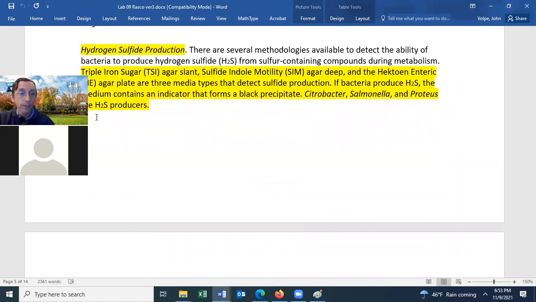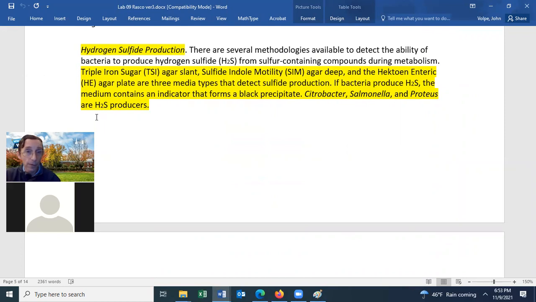All right. We can also use the hydrogen sulfide test. This looks for the production of hydrogen sulfide gas. And you can use more than one tube to test for it. You can use TSI or triple sugar iron, sulfide indole motility or the SIM test, and you can use the Hektoen enteric agar plate to look for the production of hydrogen sulfide. In all of these, the tube or the plate will get a black precipitate if hydrogen sulfide gas is produced. Some hydrogen sulfide producers include Citrobacter, Salmonella, and Proteus species.